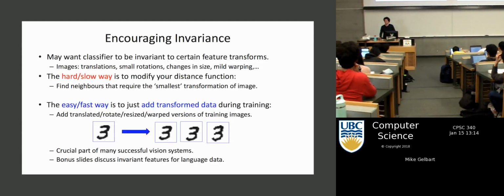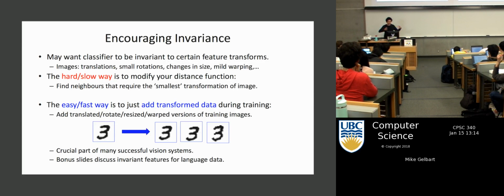And this has been pretty successful in practice, especially in computer vision, where we need all these kinds of invariances to actually make an effective vision system.